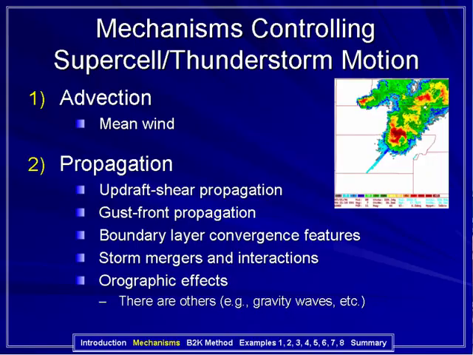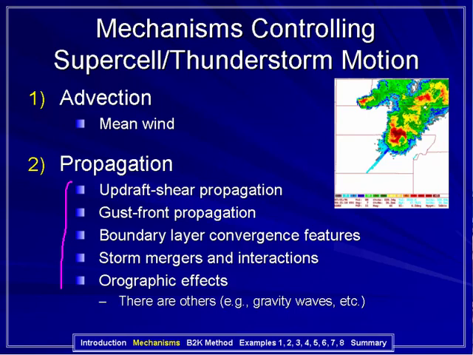Okay, now that we have some motivation to understand supercell motion, let's briefly discuss some mechanisms that control thunderstorm motion. There are really only two mechanisms, and these come from a literature review. The first control on thunderstorm motion is advection, and that's fairly simple. You're just talking about the mean wind. The second control on thunderstorm motion is propagation, and that consists of several components here.